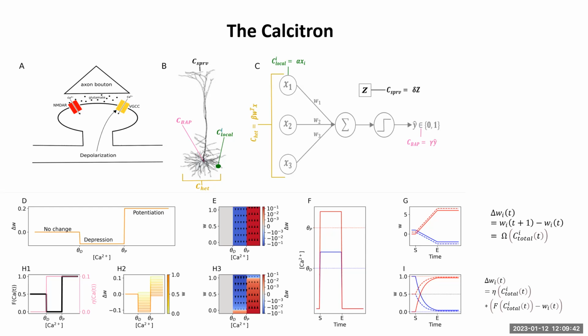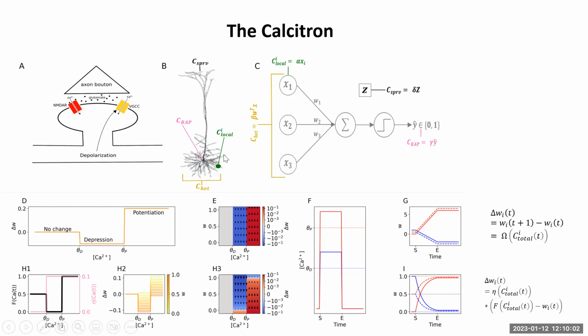Now, when we think about a neuron, we can think about four different calcium sources, or ways that you can get calcium. So one is, like we said, you can get local calcium from a presynaptic input that's synapsing on the neuron. That's what we call CI local.